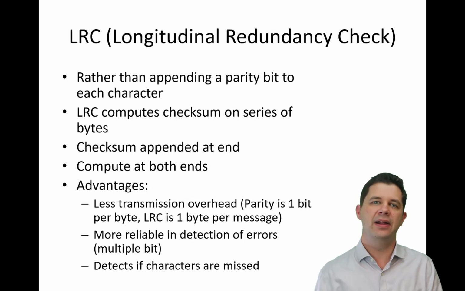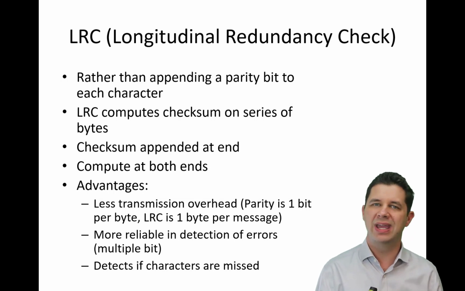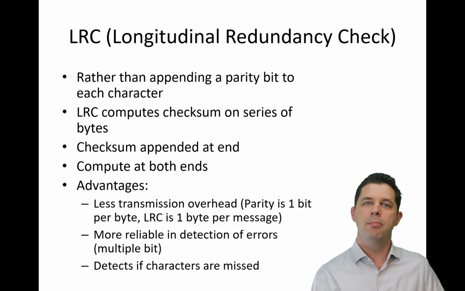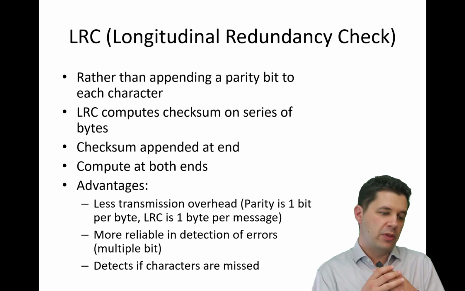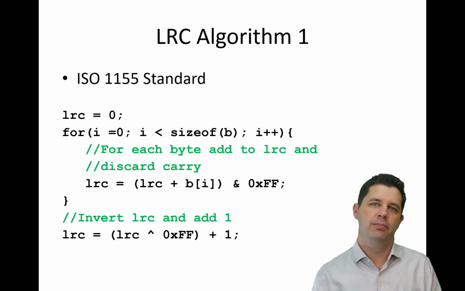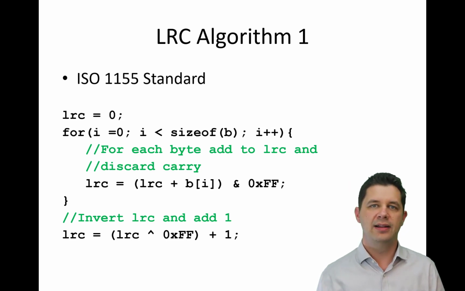So compared to parity, we've got less transmission overhead, which is really good. It's also more reliable in detecting errors. So we can detect not just 1-bit errors, but multiple bit errors. And we can detect if characters are missed or they're being dropped in some way, shape or form. So we've got a couple of different algorithms. And the first one we'll look at very briefly is the ISO 1155 standard.